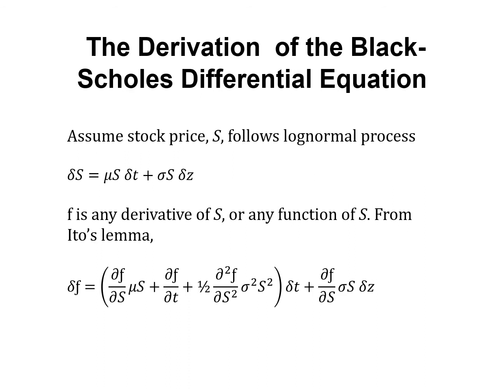Assume stock price S follows the log normal process: dS is equal to mu S times dt plus sigma S times dz. So here dt is the time, right? And dz is the standard normal distribution. It's a random process.